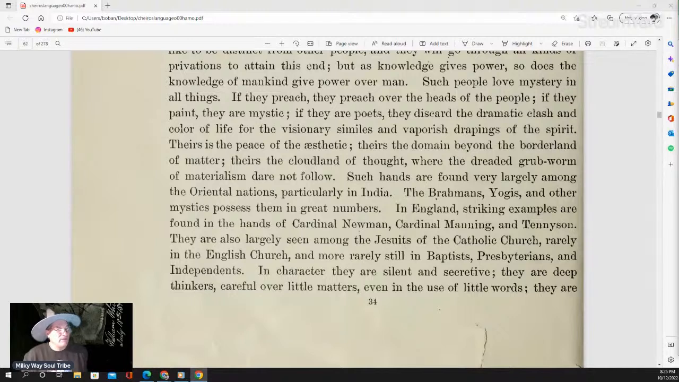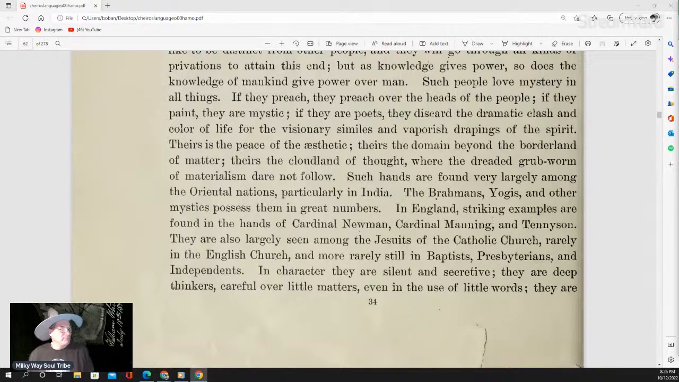Such hands are found very largely among the Oriental nations, particularly in India. The Brahmins, the yogis, and other mystics possess them in great numbers. In England, striking examples are found in the hands of Cardinal Newman, Cardinal Manning, and Tennyson. They are also largely seen among the Jesuits of the Catholic Church, rarely in the English Church, and more rarely still in the Baptists, Presbyterians, and Independents. In character, they are silent and secretive. They are deep thinkers, careful over little matters, even in the use of little words.